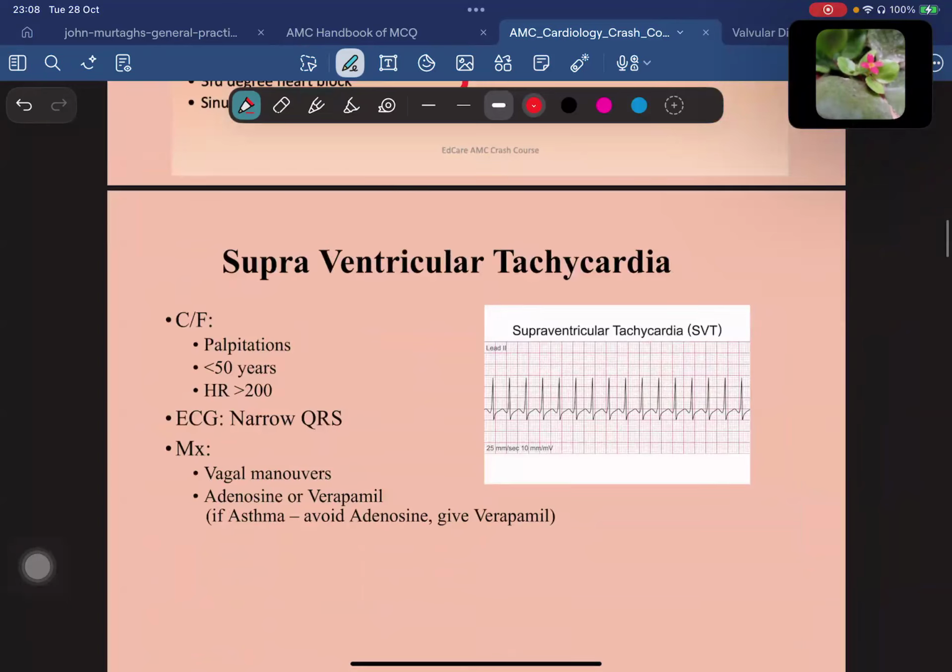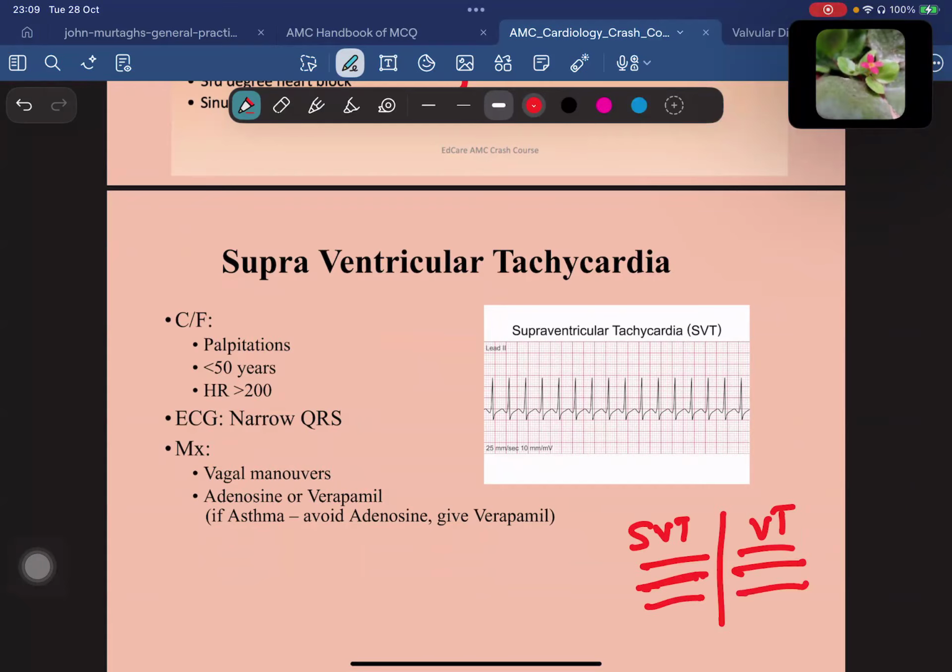So what I did in my notes was I divided SVT and VT into a table. And I would write this has this, this doesn't have that. This is more common in less than 50 years, this is more common in more than 50 years. In this one the heart rate is more than 200, this one less than 200. And then obviously narrow QRS, this has wide QRS. So I would just try to compare, right? Comparing is another tip for note making.